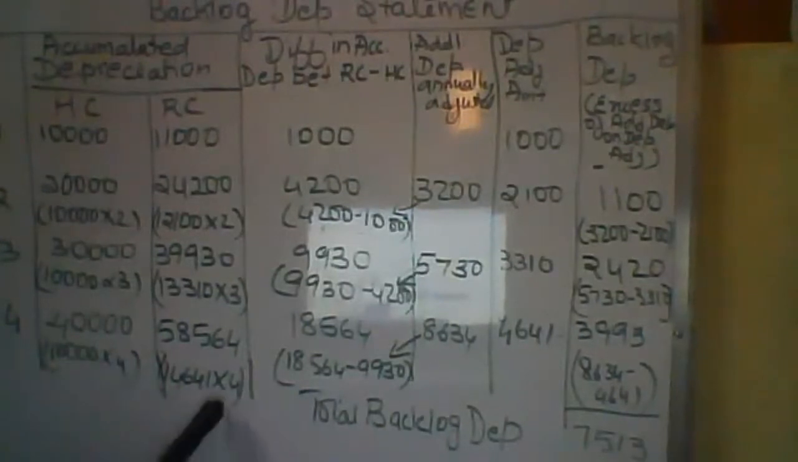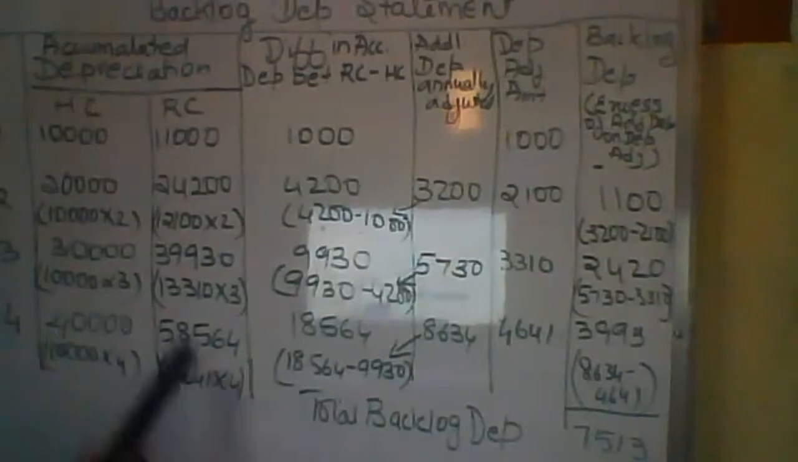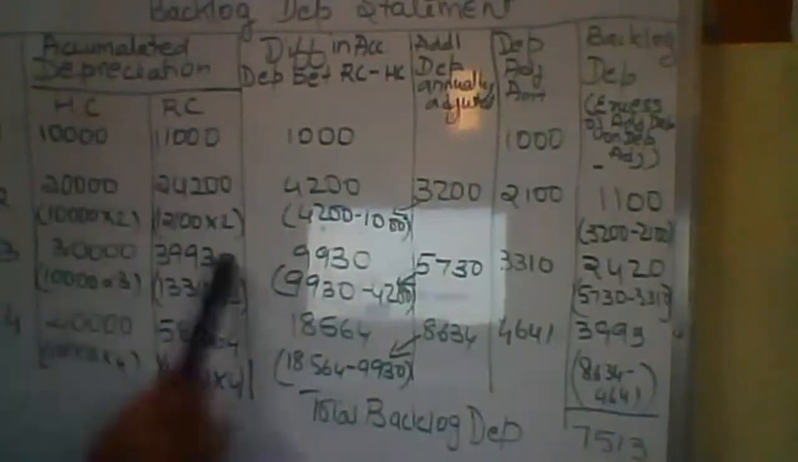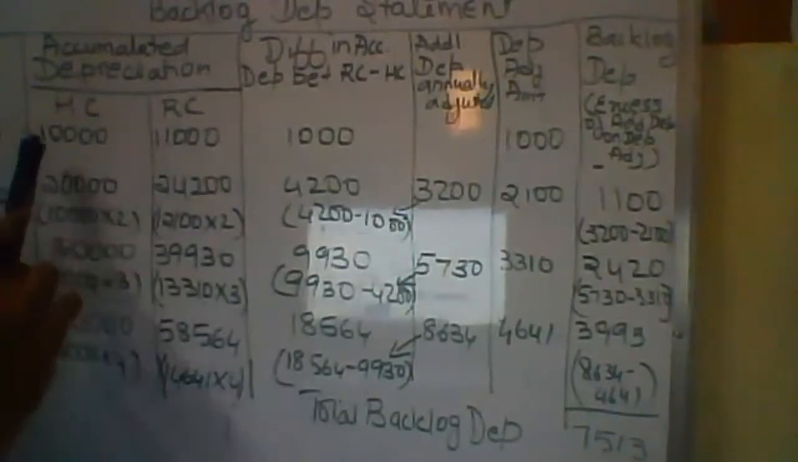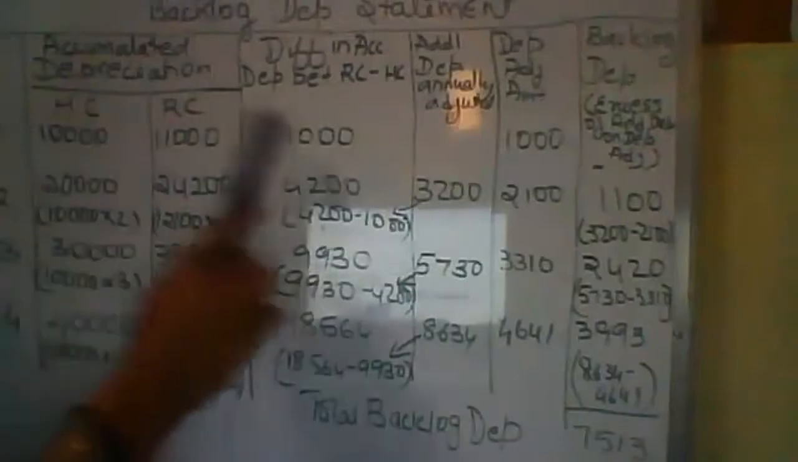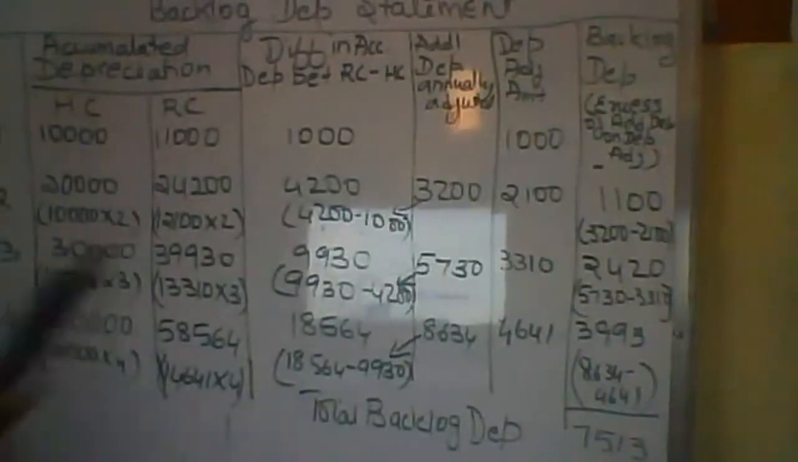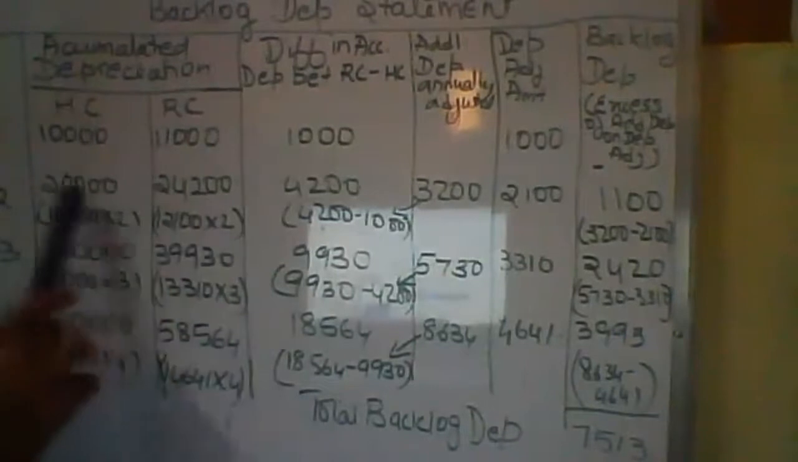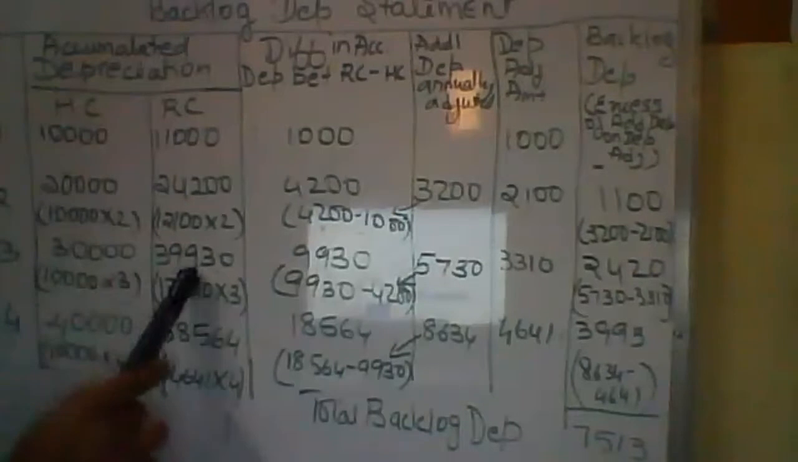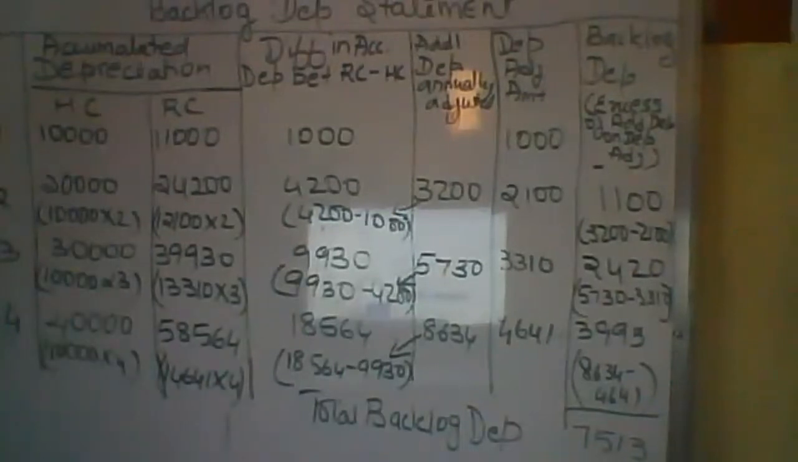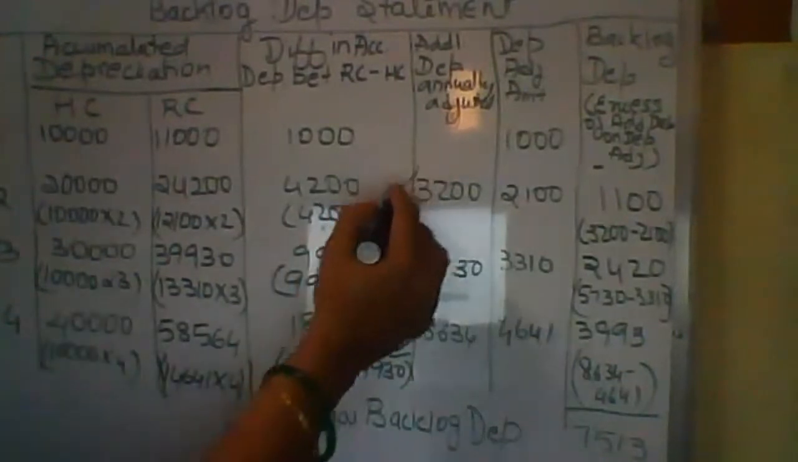How many years should I do? Accumulate 4 years, so into 4 years, 58,564. Now I am finding out what is the difference between these two amounts. 11,000 I should have depreciated, but I have only depreciated 10,000. 1,000 is the additional amount difference. Second year 24,200 minus 20,000, difference is 4,200. Third year 39,930 minus 30,000 is 9,930.